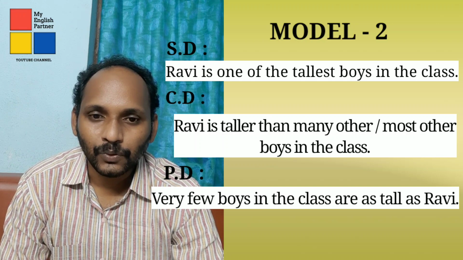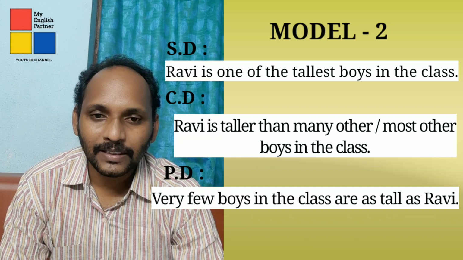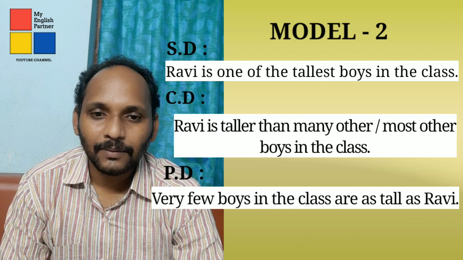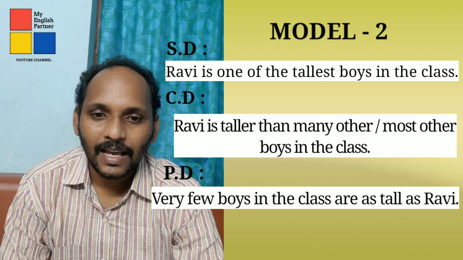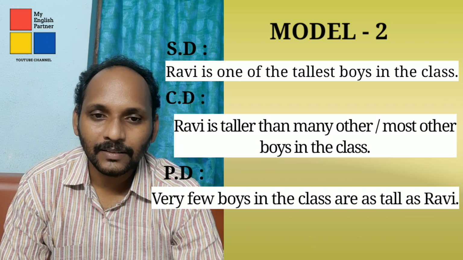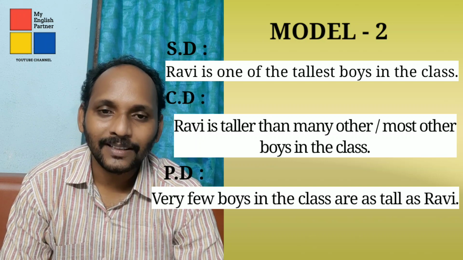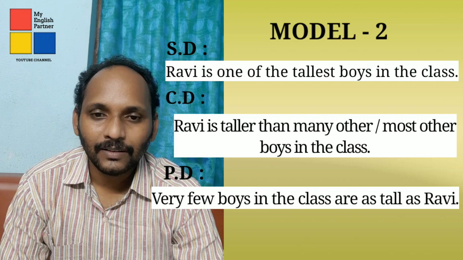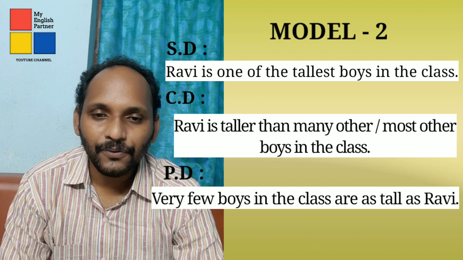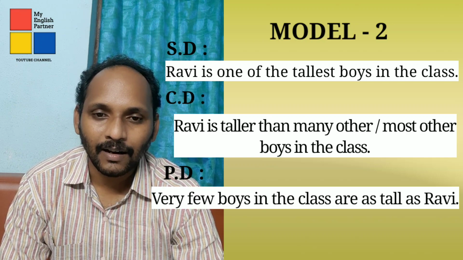Here we have to use the positive degree between "as" and "as," "as tall as." Then at the end we have to use the subject, Ravi. The sentence is: Very few boys in the class are as tall as Ravi.